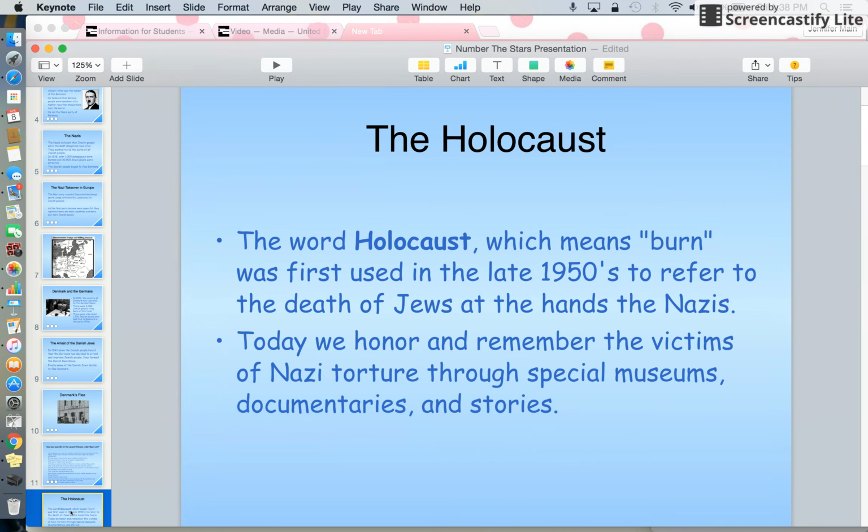This time period became known as the Holocaust, and Holocaust means burn. It was first used in the late 1950s to refer to the death of the Jews at the hands of the Nazis. Today we honor and remember victims of Nazi torture through special museums, documentaries, and stories such as this one, Number the Stars.